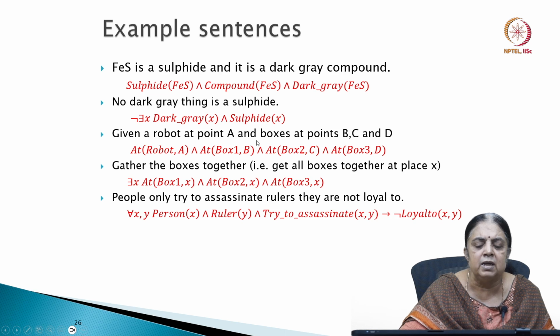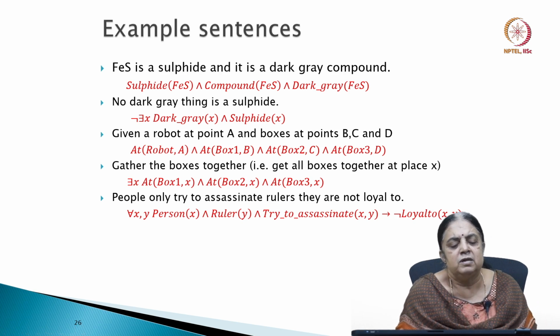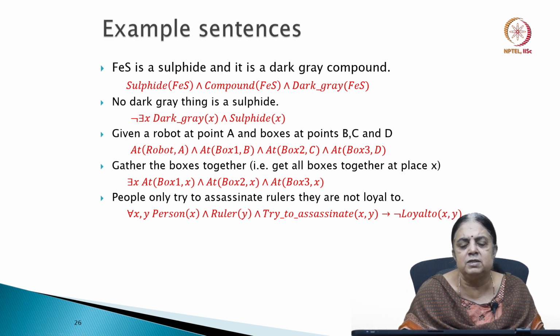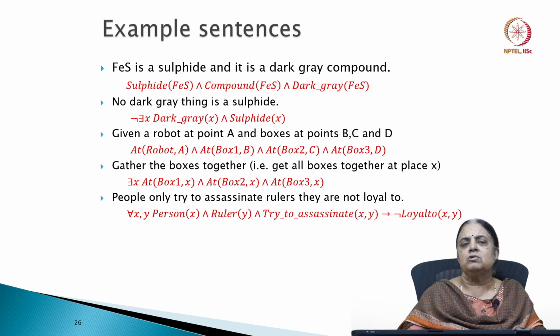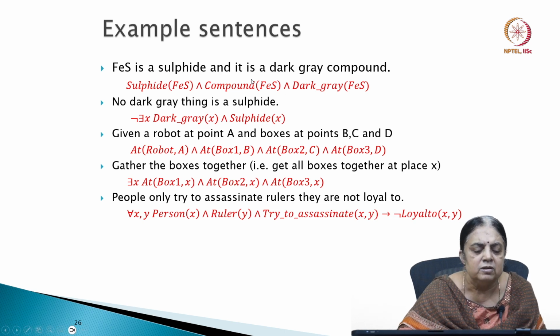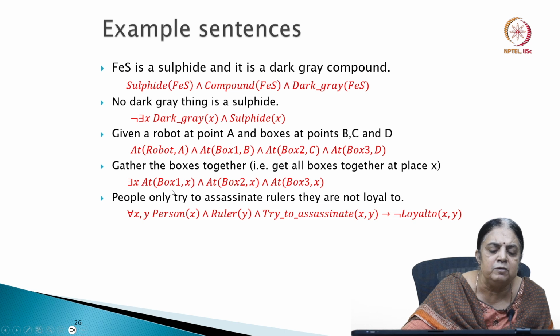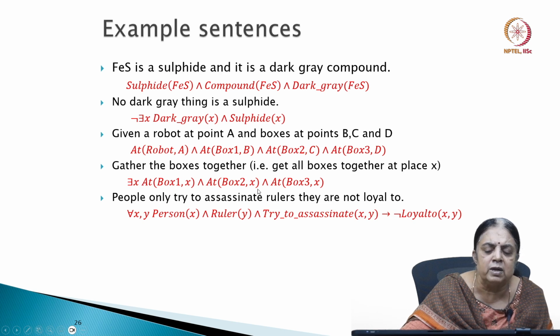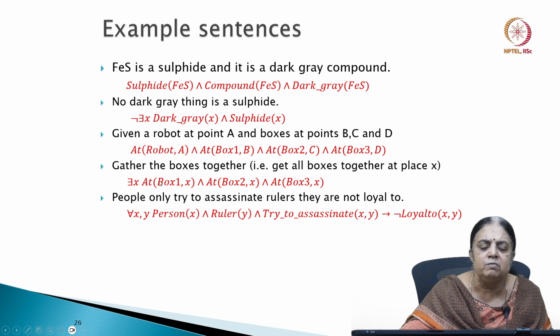Given a robot at point A and boxes at B, C, D, you want to represent that at present there is a robot at point A and there are boxes at B, C, D. So, you say at robot A and at box 1 B and at box 2 C and at box 3 D. Then you say that the robot gathers all the boxes together and puts them at one particular point. Let us call that X. So, there exists some X where at box 1 X, at box 2 X and at box 3 X. All three boxes are at that same point.